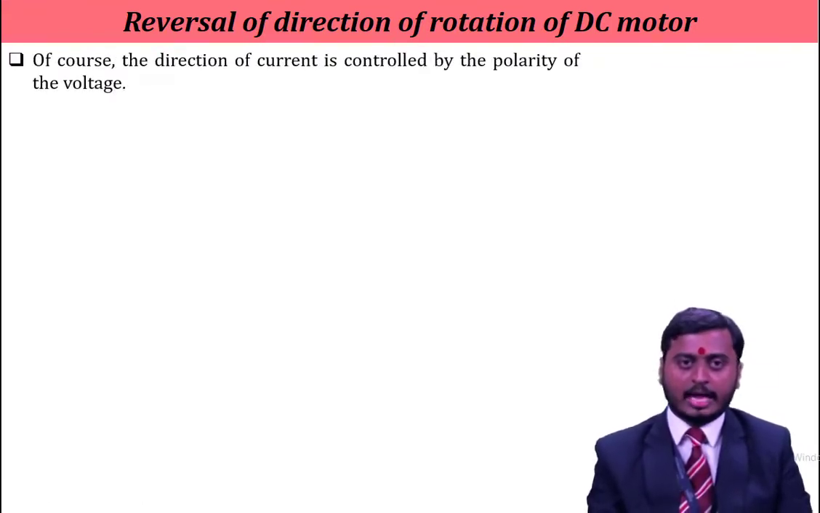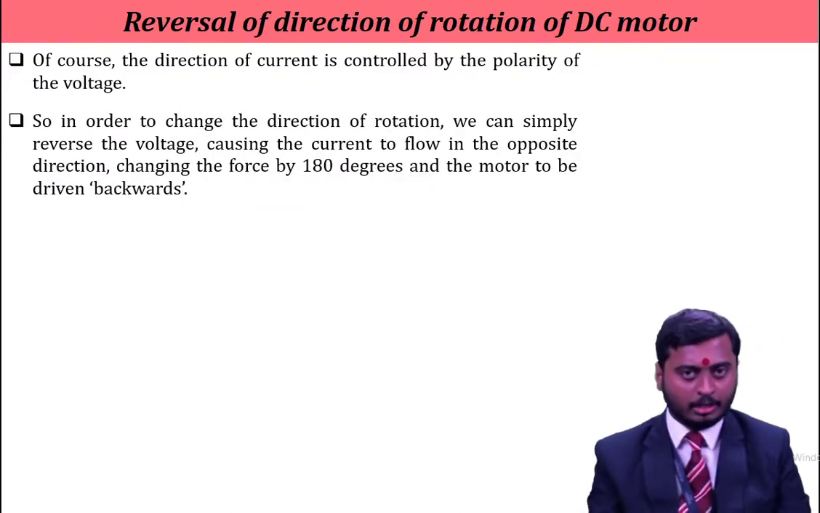Of course, the direction of the current can be controlled by the polarity of the voltage. So if I want to change the direction of the current, if I want to change the rotation of a DC motor, I need to change the polarity, or I need to reverse the voltage. Because of reversing the voltage, because of reversing the polarity, the direction of the current will be opposite and the rotation of the rotor will be in the opposite direction, because here the force will be applied exactly in the opposite direction, that is 180 degrees to that of the previous one.